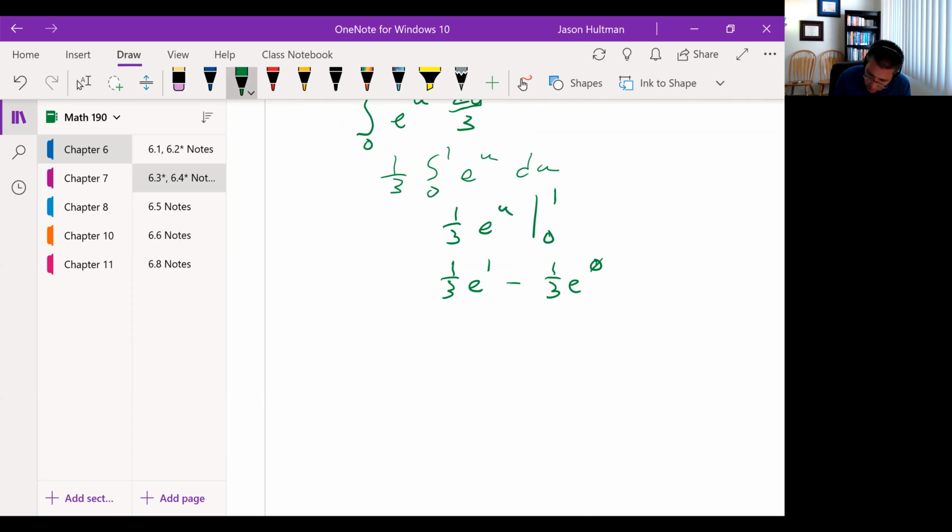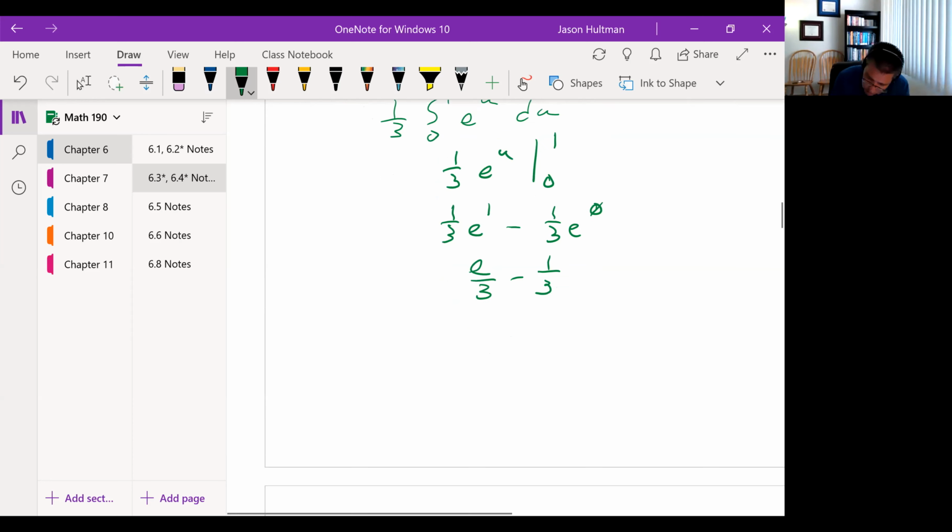It doesn't matter. What's e to the 1? Isn't that just e? Right, it's just e. So this is e over 3 minus, what's e to the 0? Well, anything to the 0 is 1, right? So isn't that just 1/3? So wouldn't this just be e minus 1 over 3?